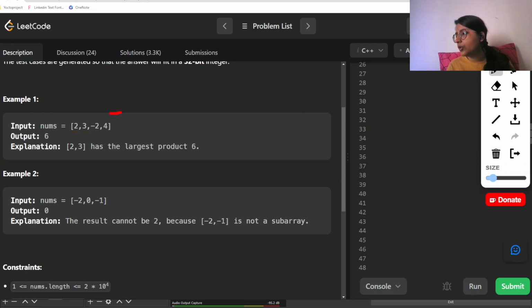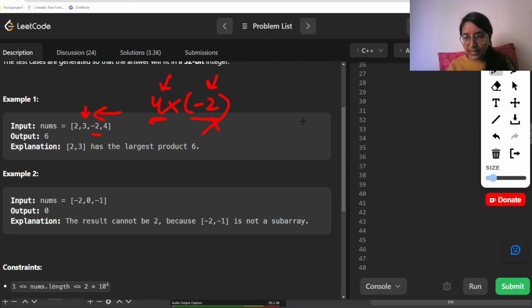Then if we go from backward towards the forward direction, we will be multiplying 4 with minus 2, right? Till now, this 4 individually was the maximum product. But when we do this, it becomes smaller than the maximum product, right? So that's why we will be discarding this. And thus, till now we were having this 4 as the maximum product. And now comes the part for this 3, because we just discarded this, right?